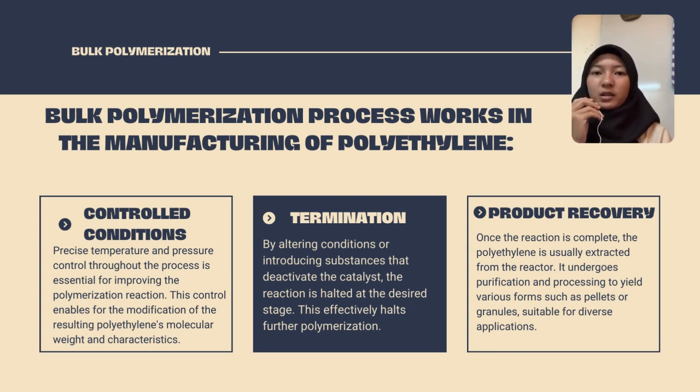Next is termination. By altering conditions or introducing substances that deactivate the catalyst, the reaction is halted at the desired stage. This effectively halts further polymerization. Next is product recovery. Once the reaction is complete, the polyethylene is usually extracted from the reactor. It undergoes purification and processing to yield various forms such as pellets or granules, suitable for diverse applications.